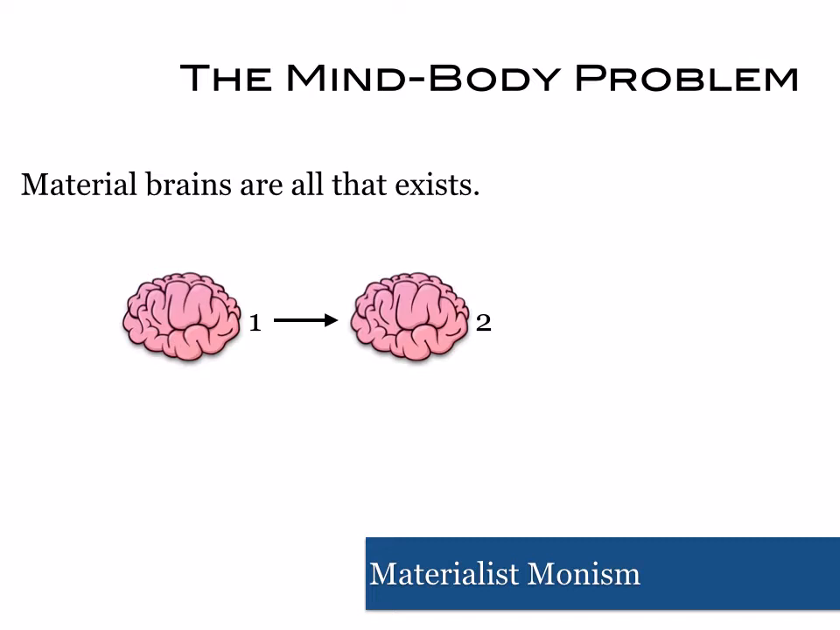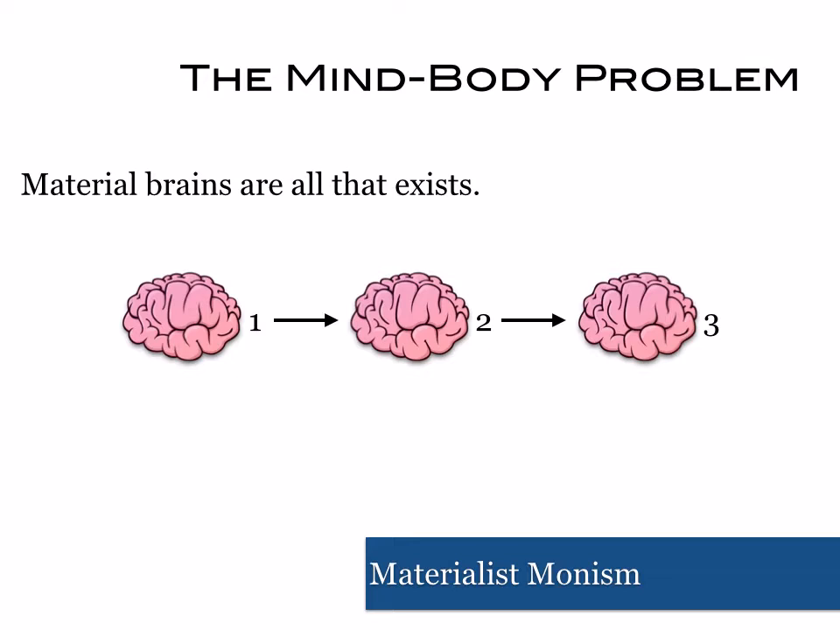Well, it was an entirely material process. There were specific laws of chemistry, specific synapses firing in your brain that operate based off of cause and effect, physical cause and effect relationships. And now you might have accidentally just stubbed your toe, which causes you to experience pain. And so now you're in brain state 3, which is a sensation of pain. But this whole thing is a material process because the body is all that exists. Material brains are all that exists.